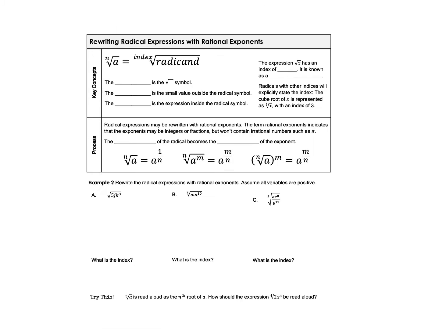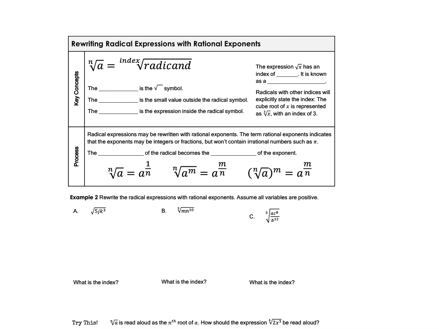Okay, so we are rewriting radical expressions with rational exponents. So anytime we have a radical, that's this bar right here. The little number on the outside is called the index, and the term or terms under your radical are called the radicand. So the blank is the square root symbol, that's the radical symbol. And then the blank is the small value on the outside of the radical symbol. This is called the index. The blank is the expression inside the radical symbol, which is called the radicand.